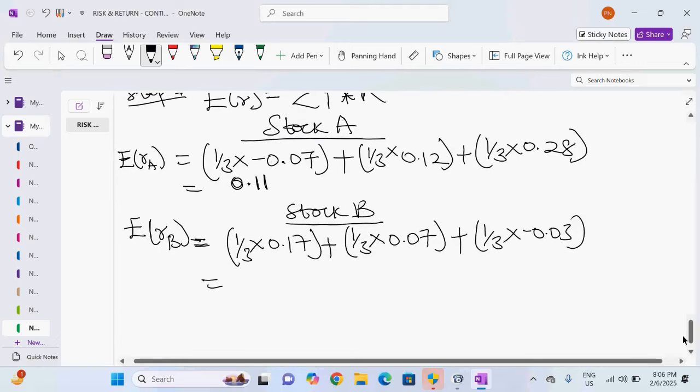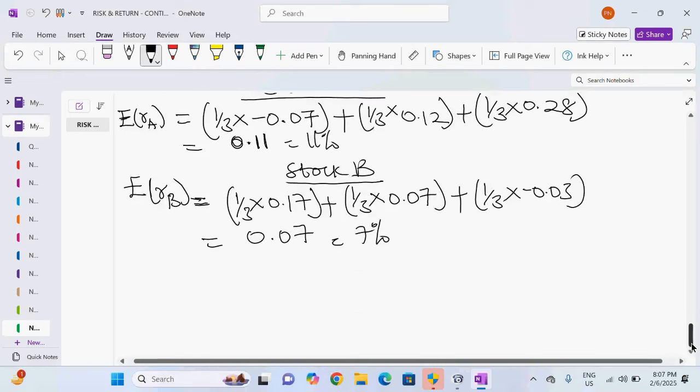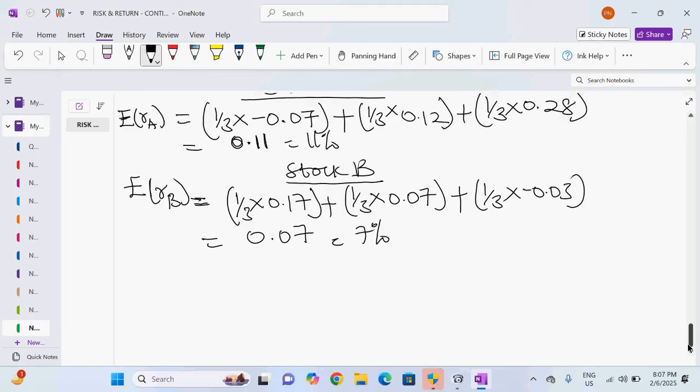Okay, so what is the answer? 0.07. So that's 7%. All right. So are we done with step 1? Are we done with step 1? Yes. All right. So what is the next step?